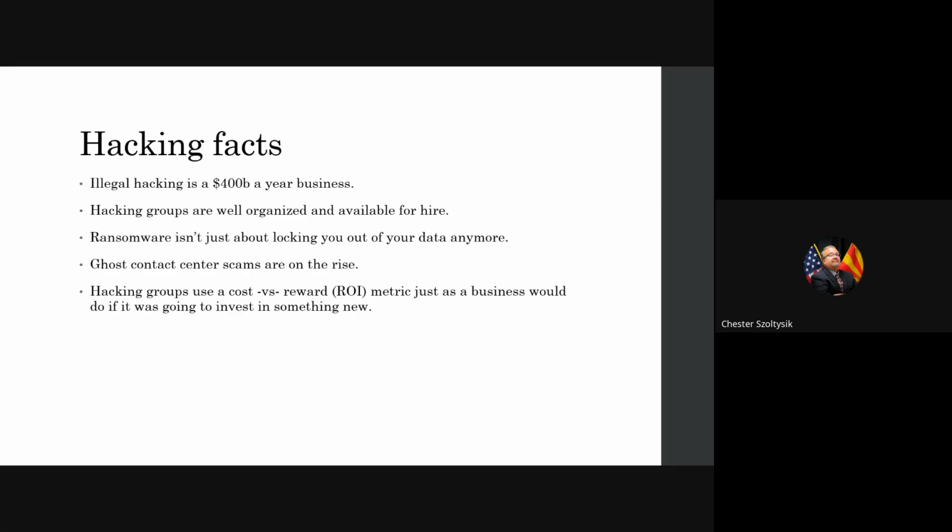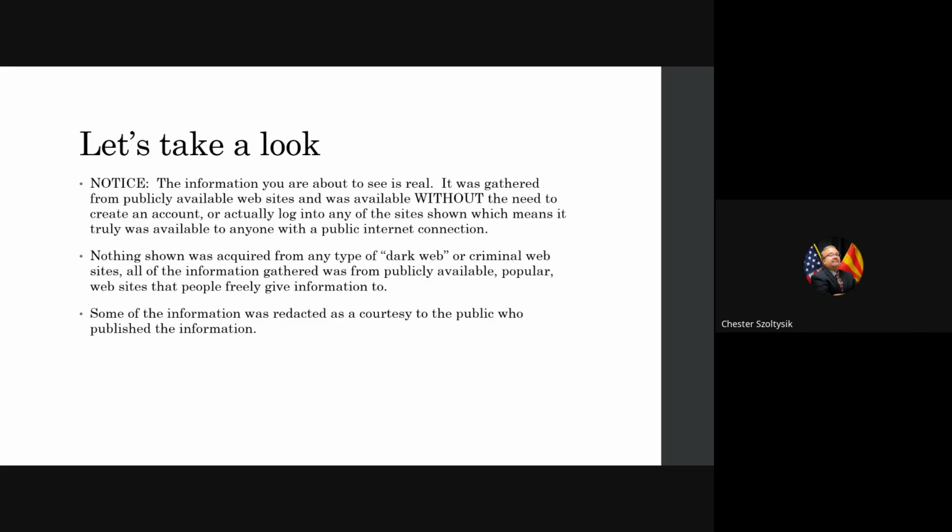Hacking groups do an ROI metric. We just talked about that. So let's take a look. I'm going to walk you through the initial information gathering of a hack. And what I want to point out before we dig into this information is the amount of time that I spent in getting it. I invested 3 minutes into gathering all of the information that I'm going to show you, and I'm going to show you how it's used against you.